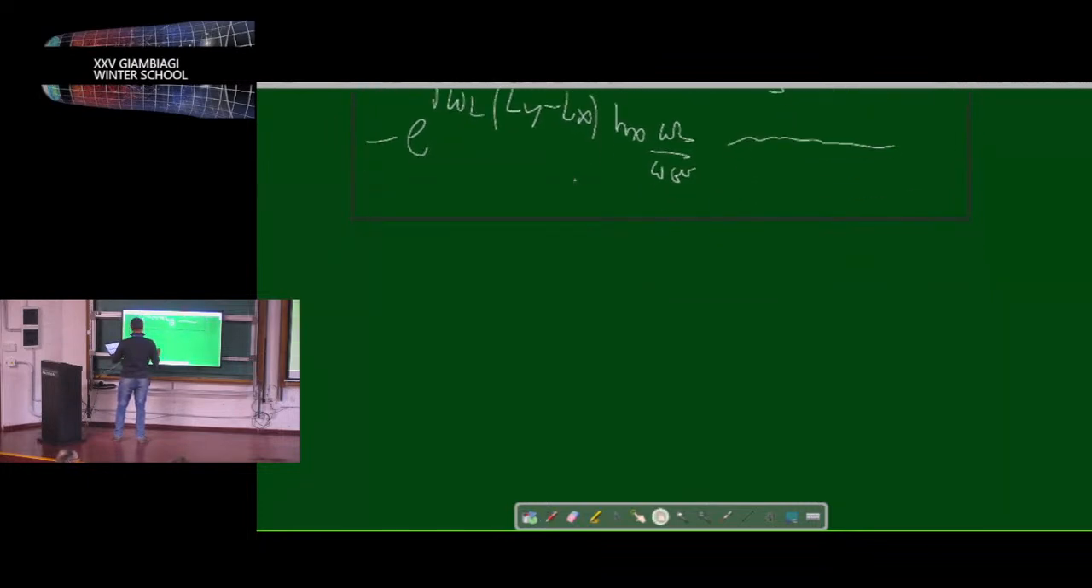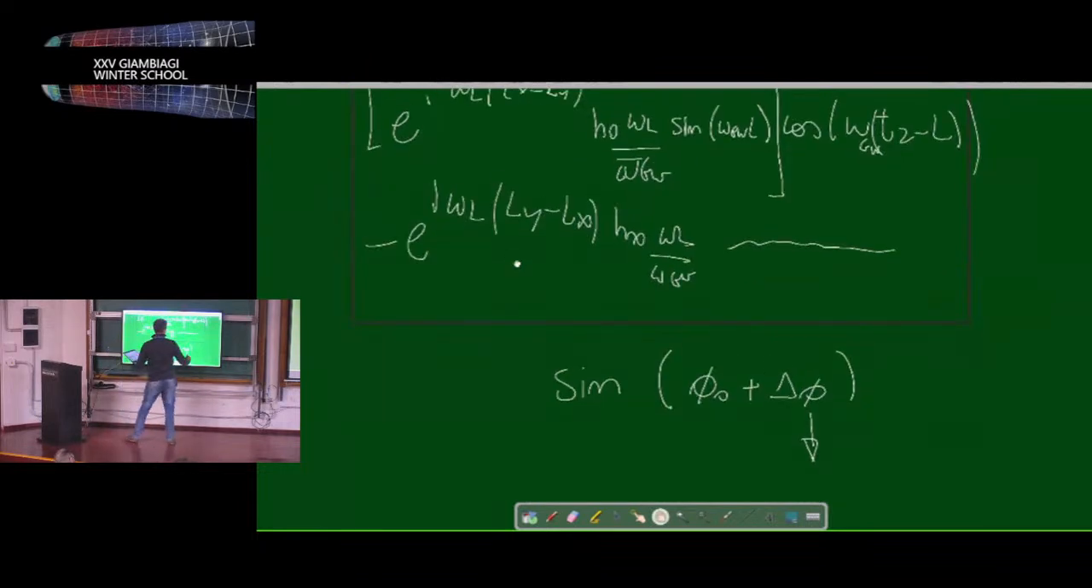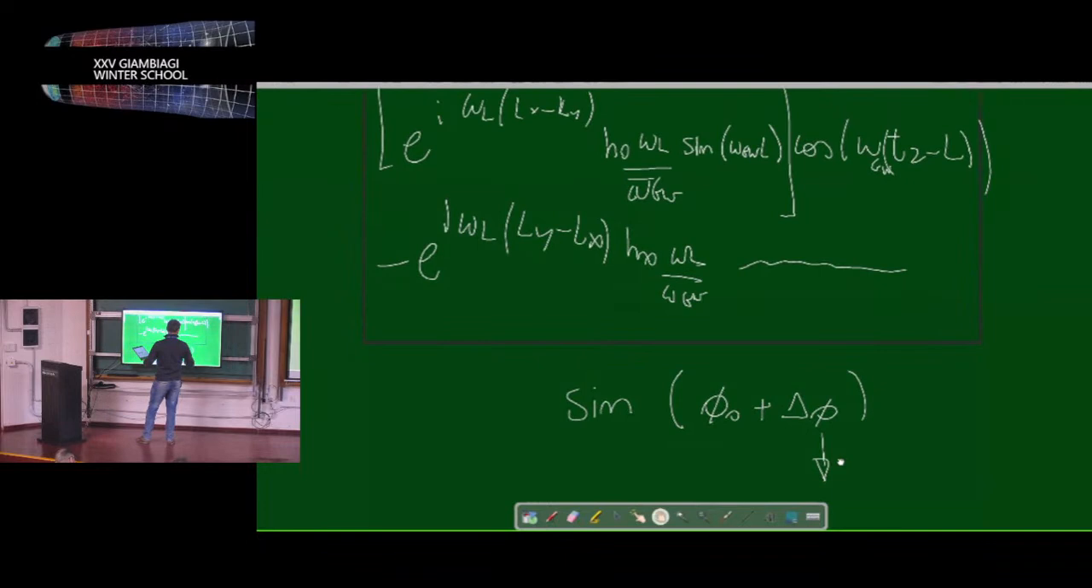So this is exactly the sinus of delta phi, where delta phi is this piece that is omega laser L x minus L y, but I mean we don't care. It's just a number. It doesn't depend on time. Phi 0 is exactly what we need, it gives us the dependence on the gravitational wave.